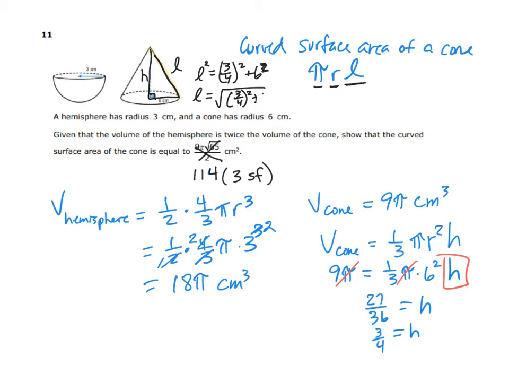And then I'm not even going to evaluate that. I don't need to. I'm just going to put that all into my calculation. So to find the curved surface area now, finally, I can take pi times the radius of 6 times L, which is the square root of 3/4 squared plus 6 squared. And if you do that calculation on your calculator to 3 significant figures, you're going to get 114. And this is surface area, so that's going to be centimeters squared.